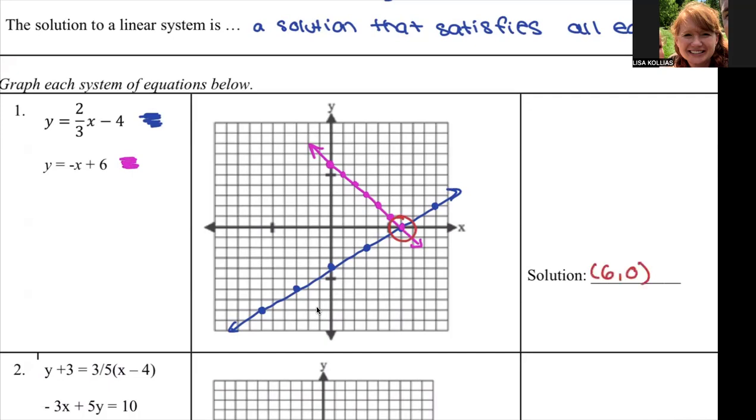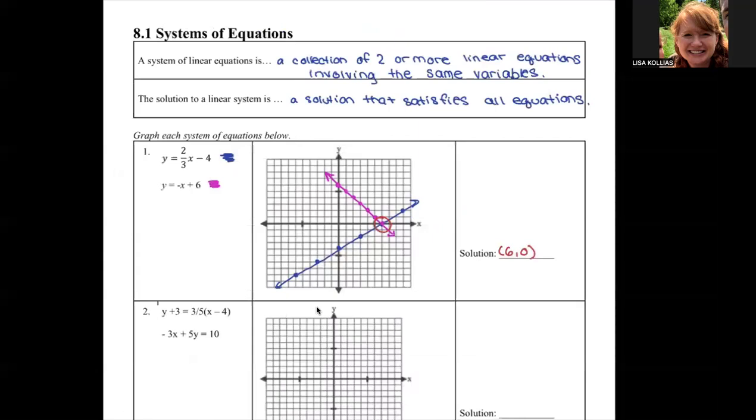If you plug into this equation to check 6 for x, you would get 2/3 times 6, which is 4, minus 4, which gets you 0. So it does work. You could also plug it into the second equation, -6 plus 6, that gives you 0. So it satisfies both equations.